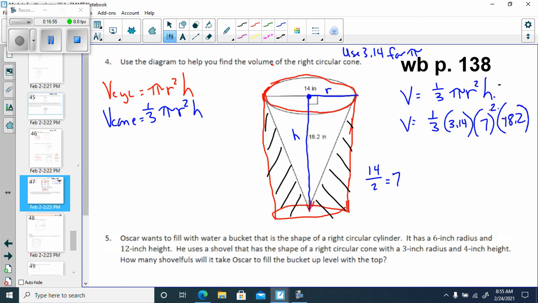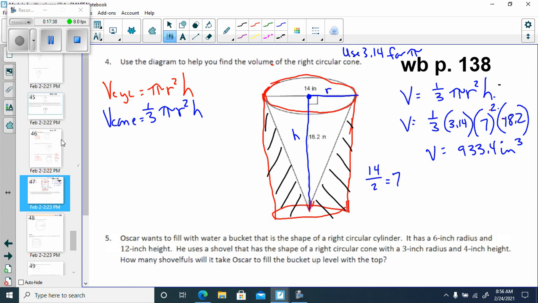Okay, so now let's put this into our calculator. We can multiply everything across and then divide by 3, or you can say 1 divided by 3. I'm going to multiply everything across and then divide by 3. 3.14 times 7 times 7, that's 7 squared, times 18.2. Okay, that equals, and then I'm going to divide that answer by 3, and I get 933.4. The volume would be 933.4, and what are my units? Inches, so this is inches cubed. Volume is in cubic units because it's 3D, right?